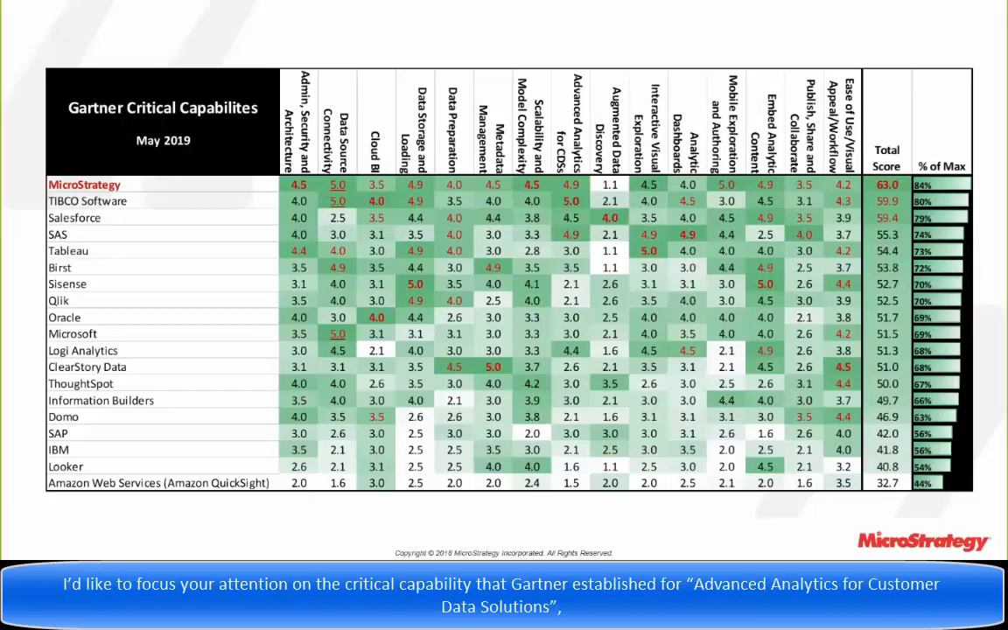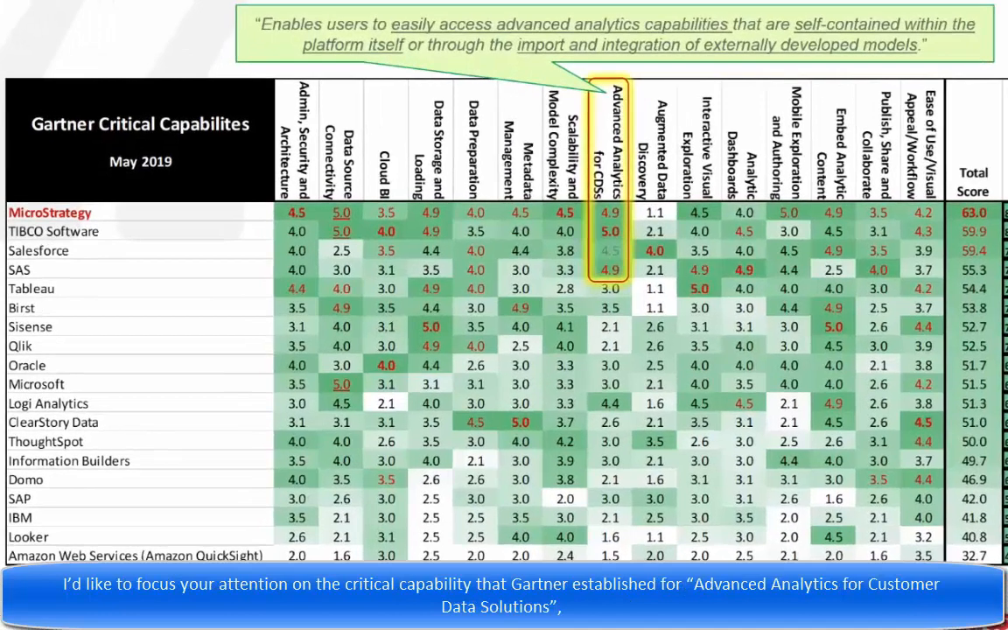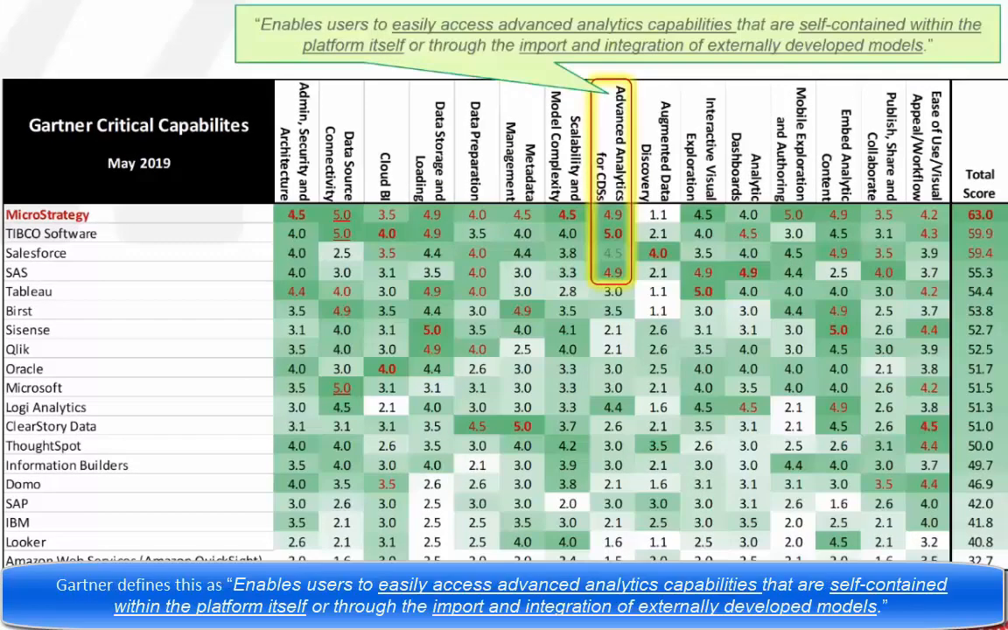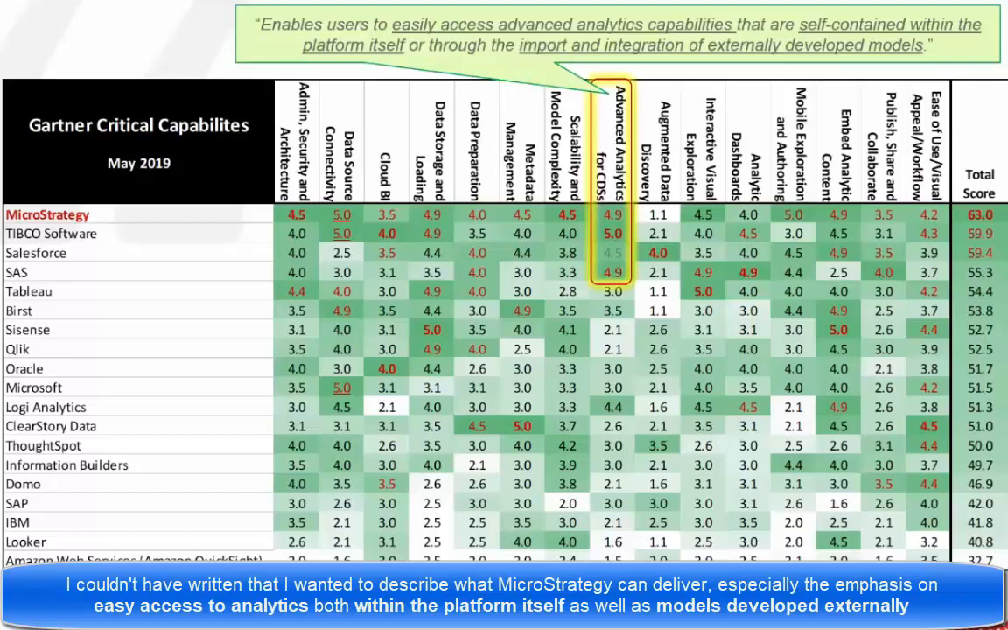I'd like to focus your attention on the critical capability that Gartner has established for advanced analytics. Gartner defines this as enabling users to easily access advanced analytics capabilities that are self-contained within the platform itself or through the import and integration of externally developed models. I couldn't have written that better if I wanted to describe what MicroStrategy can deliver in the space of data science in the BI arena.